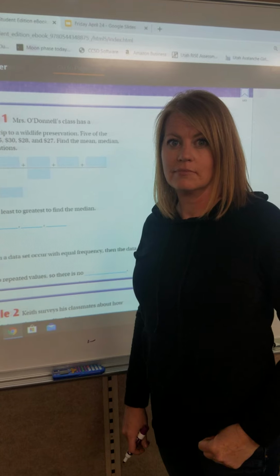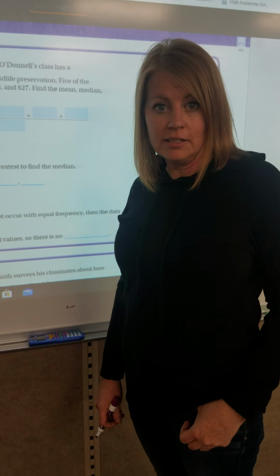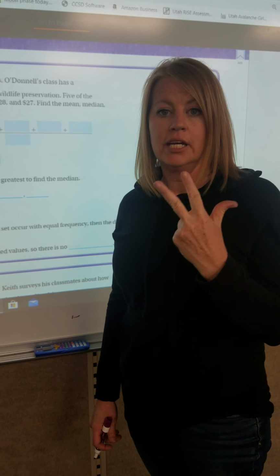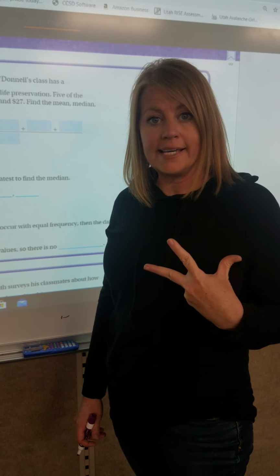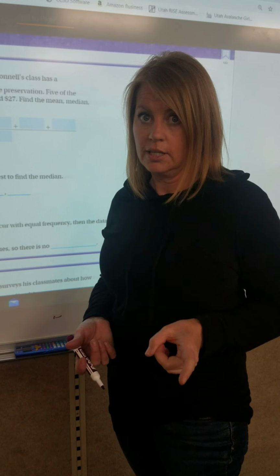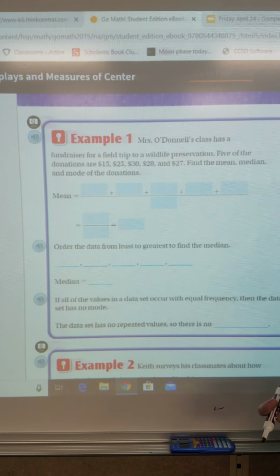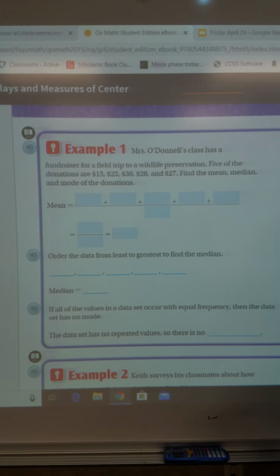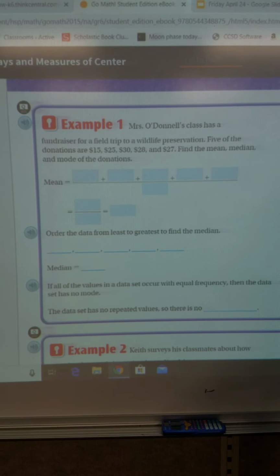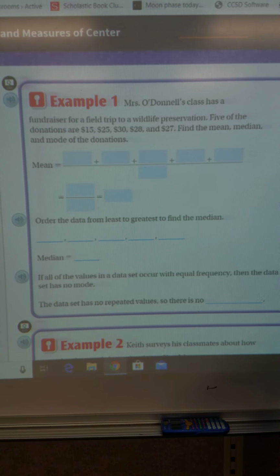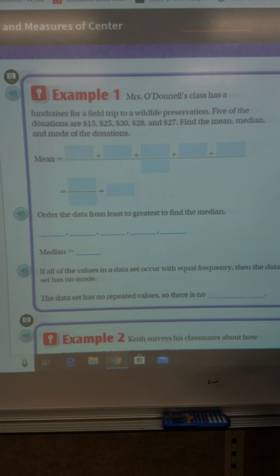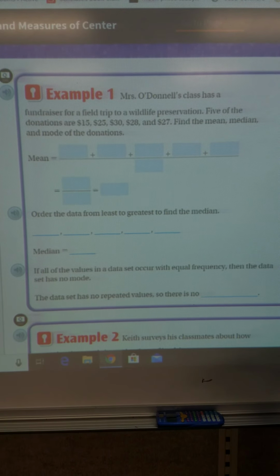Okay. All right, so on example 1, we're going to practice all of those again. We're going to find the mean, the median, and the mode. And I want you to remember, these are ways that we could represent a data set using just one value. Okay? All right, so example 1 says, Miss O'Donnell's class has a fundraiser for a field trip to a wildlife preservation. 5 of the donations are $15, $25, $30, $28, and $27. Find the mean, median, and mode of the donations.